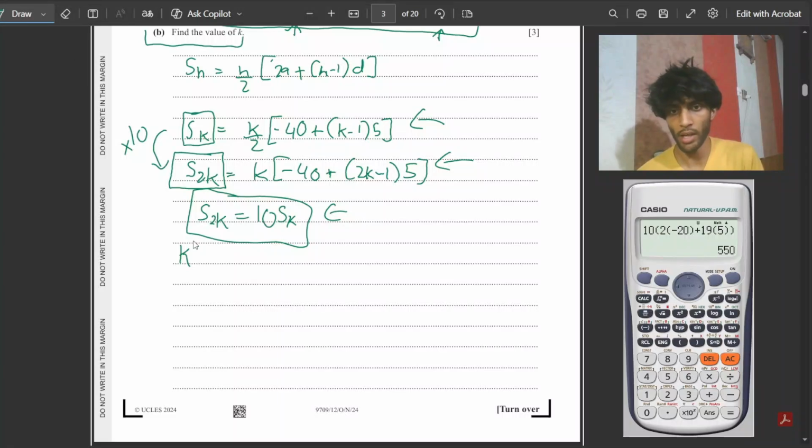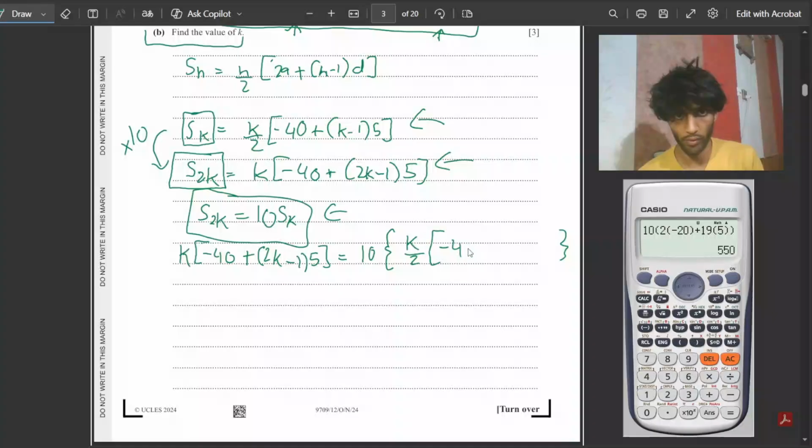Do I want to simplify it right now, or let's just write it the way it is and then we'll simplify it later. So s2k is k times (negative 40 plus 2k minus 1 times 5) is equal to 10 times s of k. So 10 times s of k. K is k by s of k, which is k by 2 times negative 40 plus k minus 1 times 5. All of this. Okay, this is your equation, and now you just have to make k the subject and solve for k.